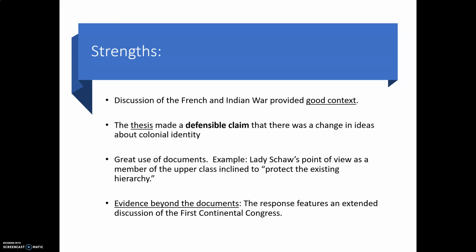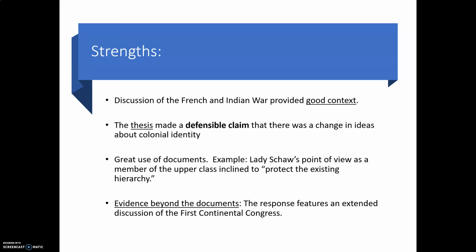So good stuff there. They use the documents very, very well. I'll give just one quick example. They mention Lady Shaw in that document about the woman visiting her brother in North Carolina. They mention that her point of view is a member of the upper class, someone who would be inclined to protect the existing hierarchy. So good stuff on that one.